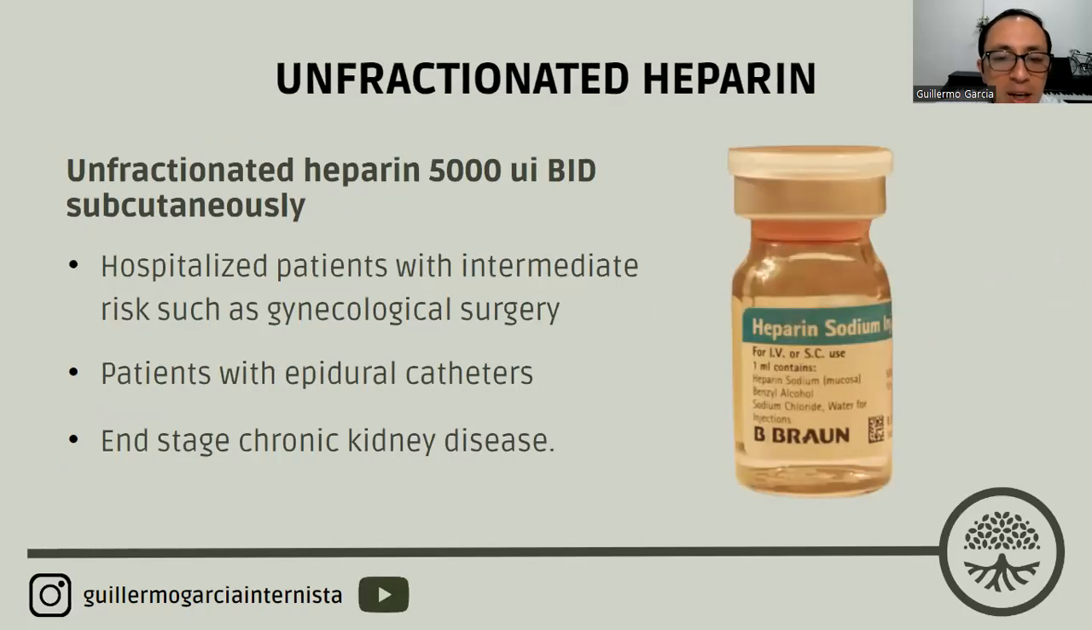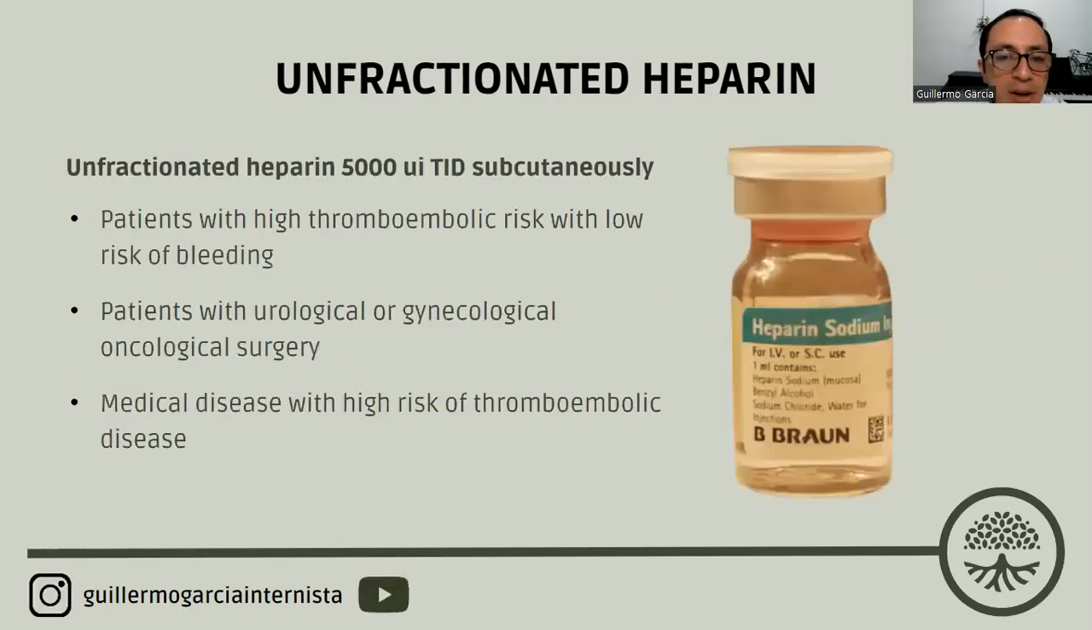Unfractionated heparin in doses of 5,000 international units every 12 hours is indicated in hospitalized patients with intermediate risk, such as gynecological surgery, in patients with epidural catheters, and patients with severe chronic kidney disease. The dose of unfractionated heparin 5,000 international units every 8 hours is indicated in patients with high thromboembolic risk with low risk of bleeding, patients with urological or gynecological oncological surgery, and medical patients with high risk of thromboembolic disease.